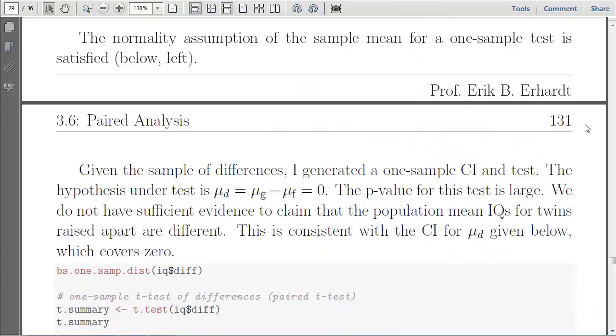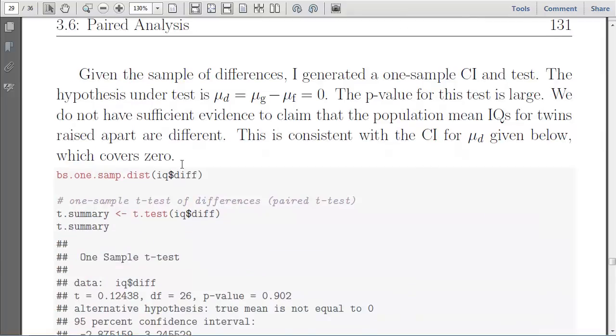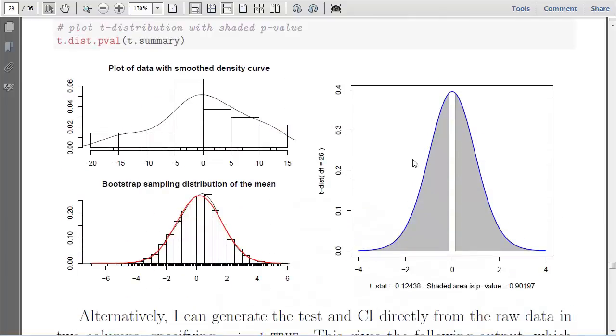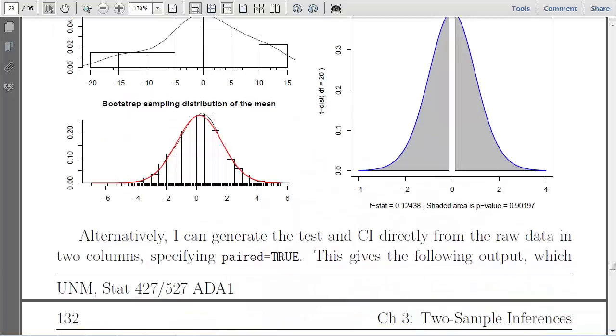How would we test the normality assumption? In fact, what are the assumptions for this test? Well, we have basically a one-sample test of the differences. So we need to check whether the differences in IQ are normal, and we can use the bootstrap for doing that. And so I'm going to scroll down a little bit and look at the result. On the left is for the bootstrap. On the top is the distribution of the differences, and on the bottom we have the bootstrap sampling distribution.